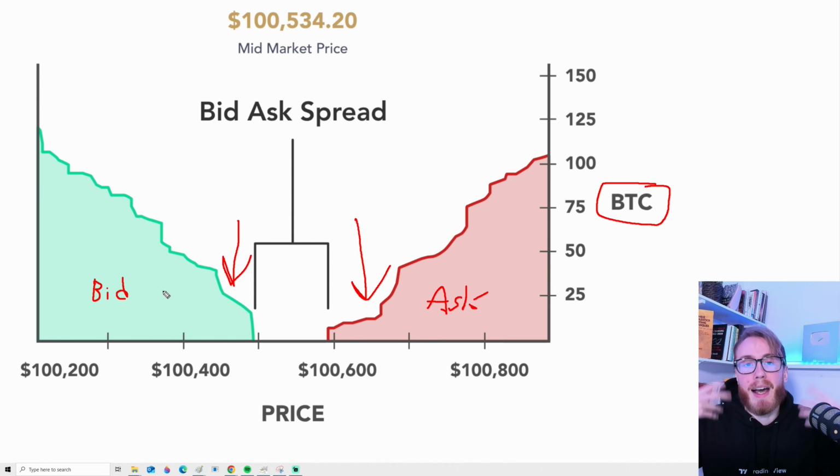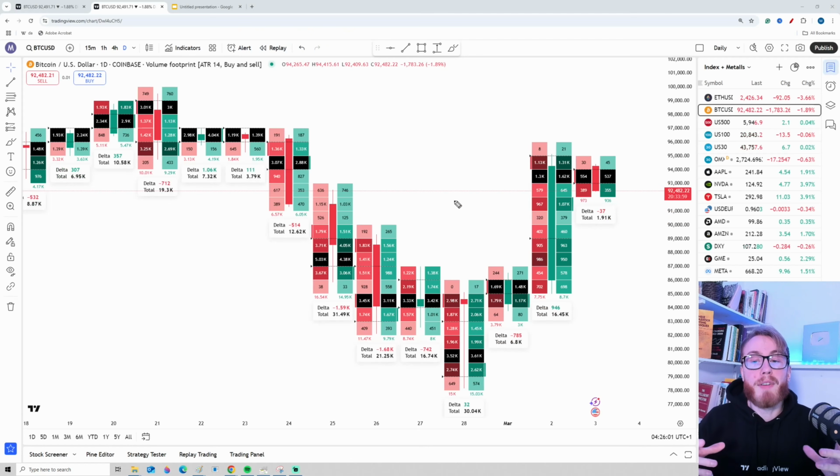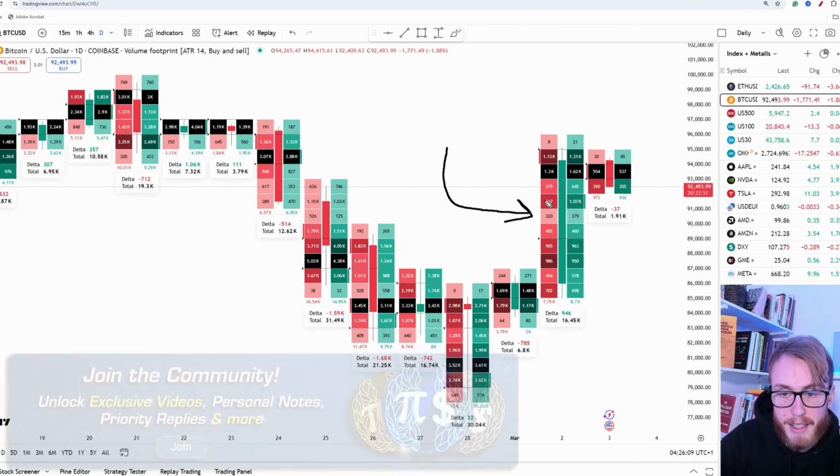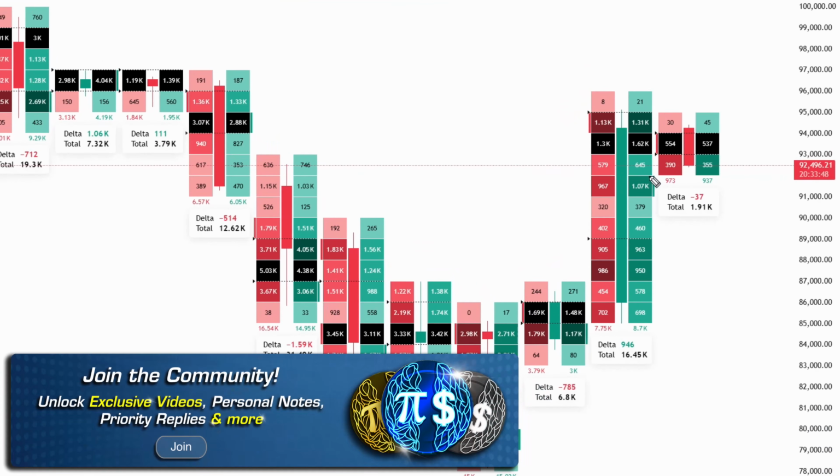This is an easy way to think about buying and selling volume. But alright, now that we have at least a basic understanding of selling and buying volume, let's take a look step by step at how to read the volume footprint. Let's begin by taking a look at this block right here.